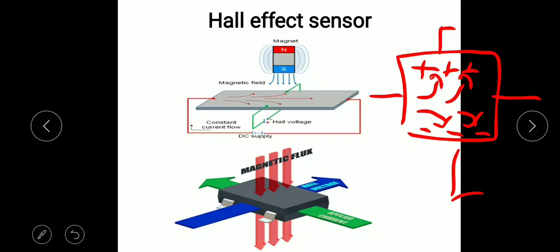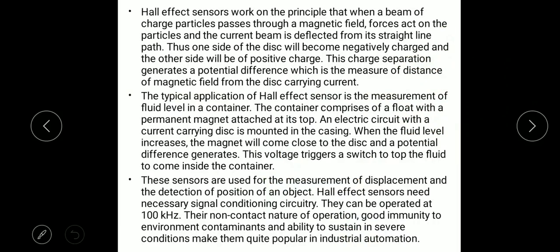Using this principle, we can determine displacement, velocity, position, level of fluid flow, etc. The direction of applied current is shown in the figure, the magnetic flux is shown in the figure, and the final Hall voltage direction is shown in the figure. These all are the functioning of a Hall effect sensor. The working principle of the Hall effect sensor is discussed in this slide, and we have discussed all these parameters. You can read it for your reference for preparing your notes.